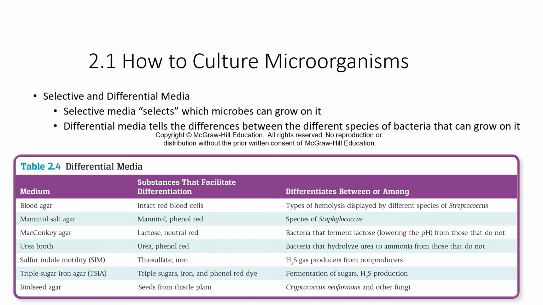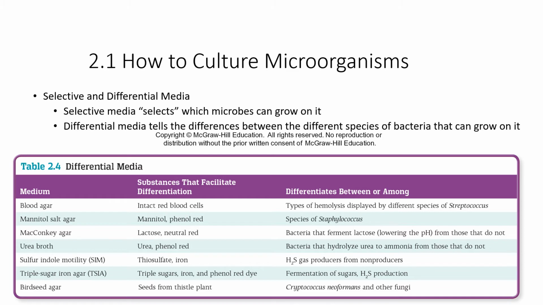Differential media. We talked about the blood agar has red blood cells in it. It lets you tell the differences between which bacteria have the ability to lyse red blood cells and get at those growth factors and which one can't.